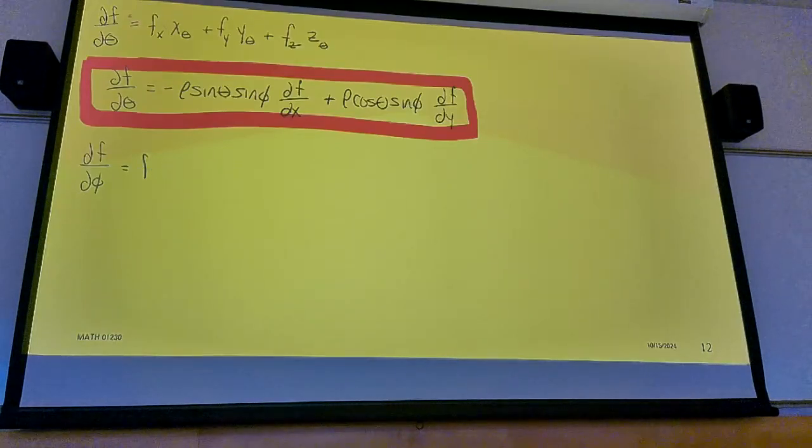f sub x, x phi, plus f sub y, y phi, plus f sub z, z phi.